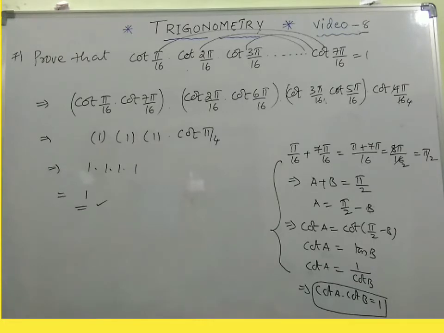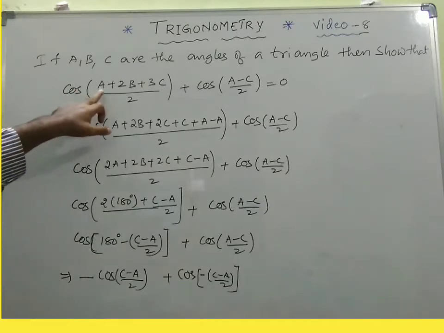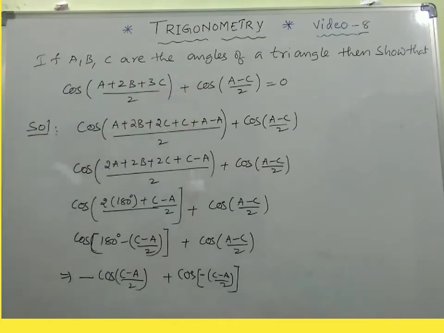So please remember this as a standard result. A plus B is equal to 90, then cot A into cot B is equal to 1. Next question. If A, B, C are the angles of a triangle, then show that cos of (A plus 2B plus 3C) by 2 plus cos of (A minus C) by 2 is equal to 0.